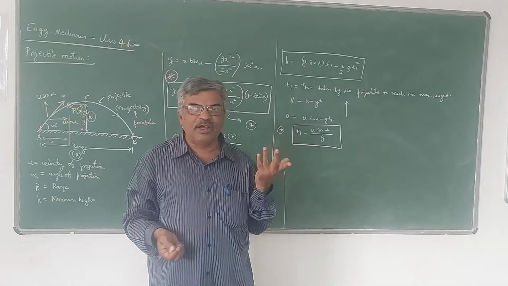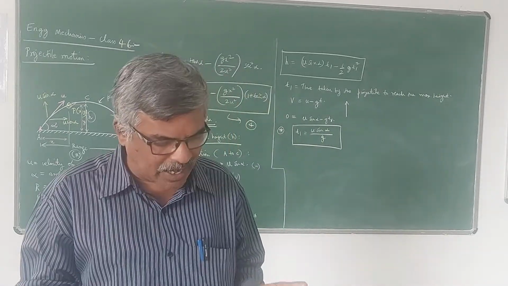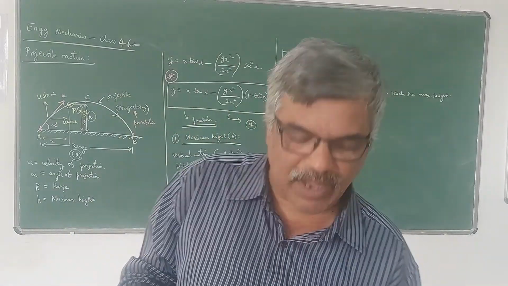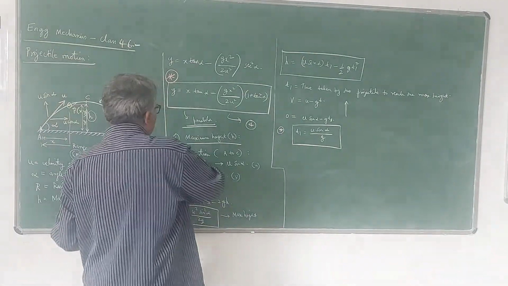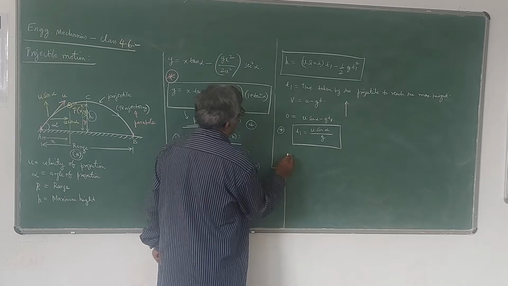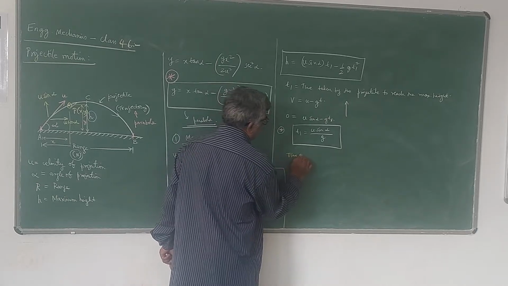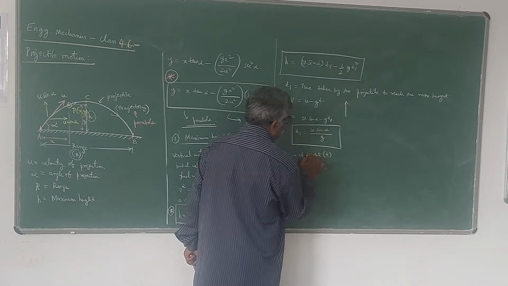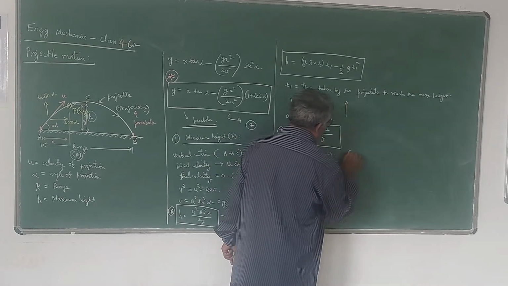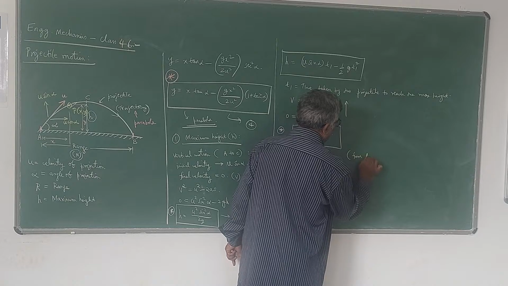If you know u and alpha, you can find out the time taken by the projectile to reach the maximum height. Now we will calculate the time of flight. The third one is time of flight. I call it t. This is the time to travel from A to B.